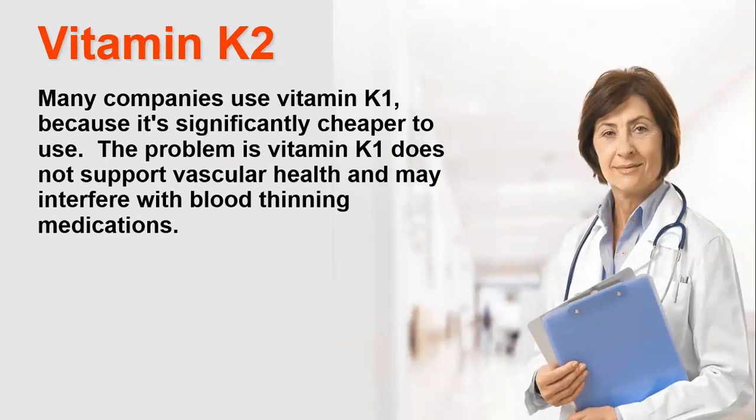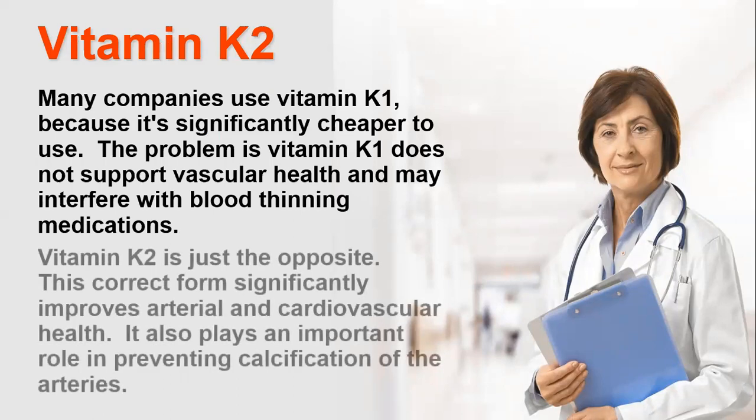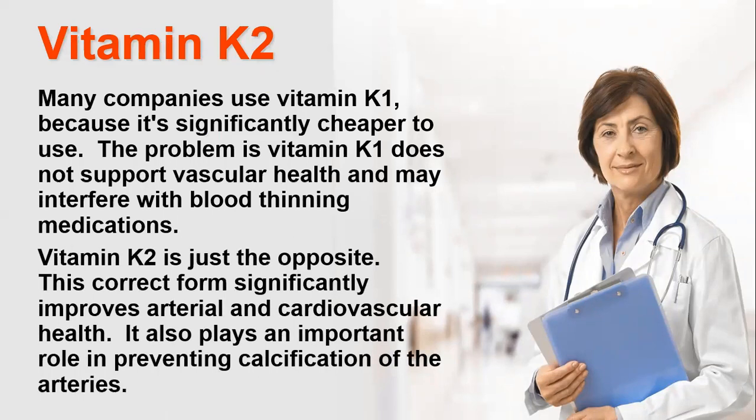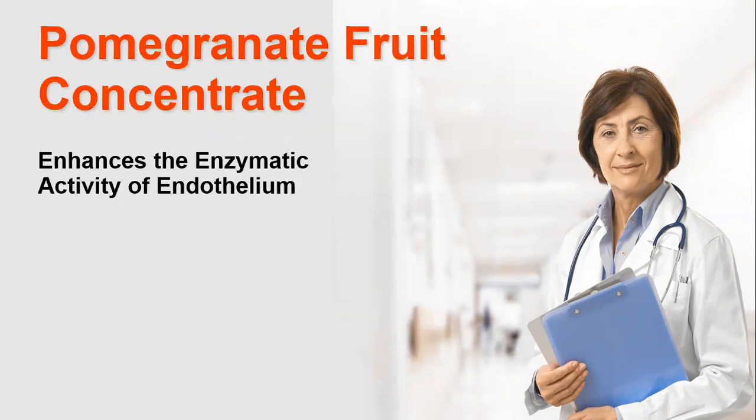Now, let's look at vitamin K. You need to know that the form of vitamin K is critical. Many companies use vitamin K1 because it's significantly cheaper to use. The problem is vitamin K1 does not support vascular health and may actually interfere with blood thinning medications. Vitamin K2 is just the opposite. This correct form significantly improves arterial and cardiovascular health. It also plays an important role in preventing calcification of the arteries, as well as soft tissues like your heart, lungs, and kidneys.